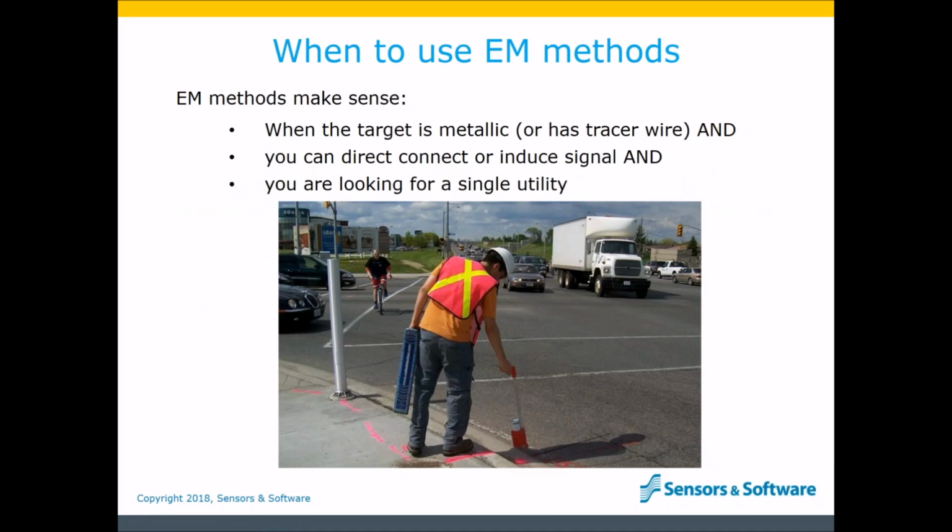As we all know, there is no one technology that can do everything. GPR complements electromagnetic technologies very well, and by these I mean the traditional pipe and cable locators. The scenarios below illustrate when electromagnetic methods might be the better choice. Most notably, when you are looking for a single metallic utility that you can put a signal on.